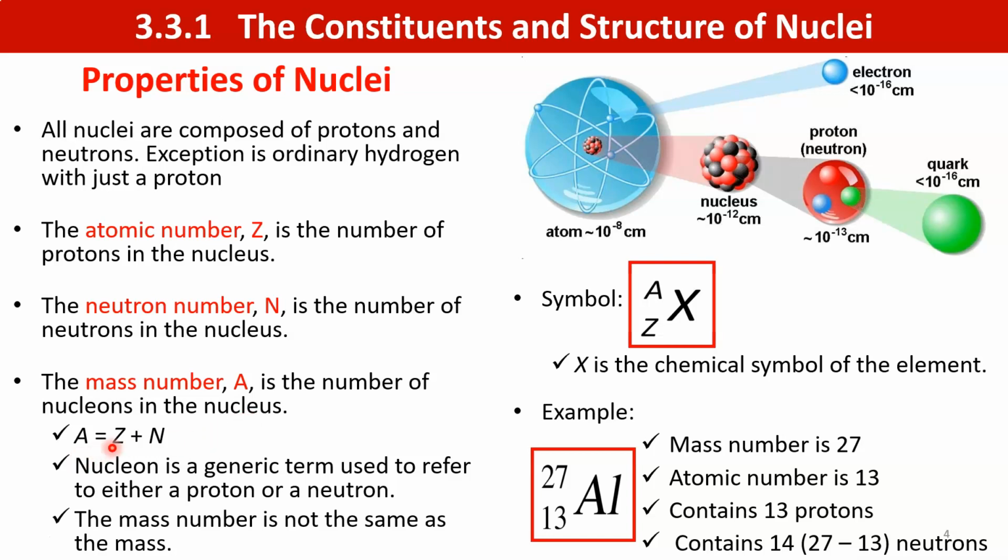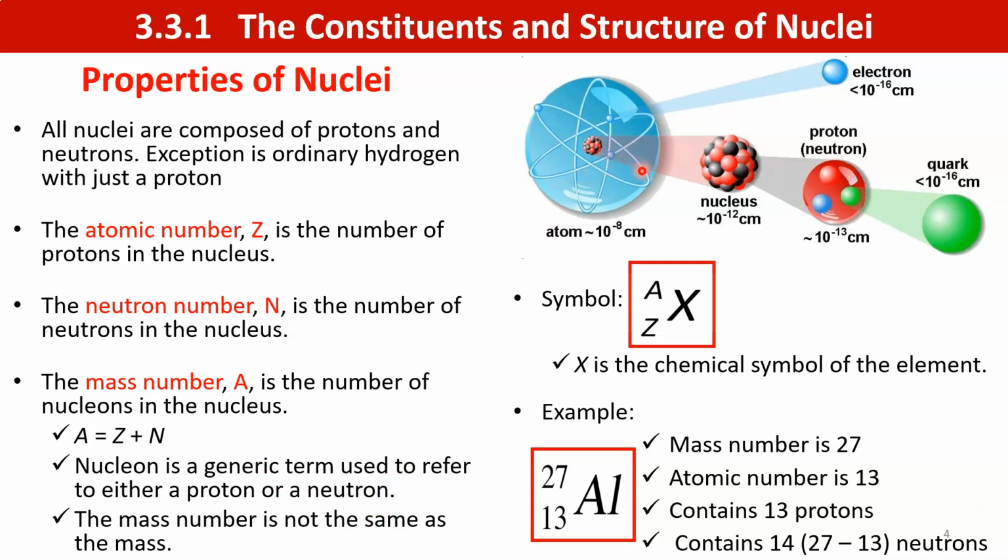So A equals Z plus N, where the mass number equals the atomic number plus the neutron number. Nucleon is a generic term used to refer to either proton or neutron. The mass number is not the same as the mass.